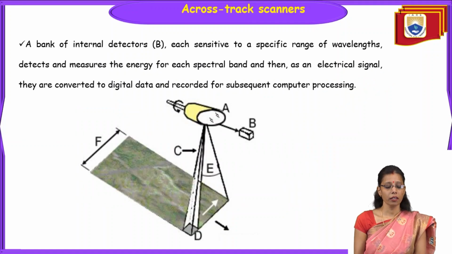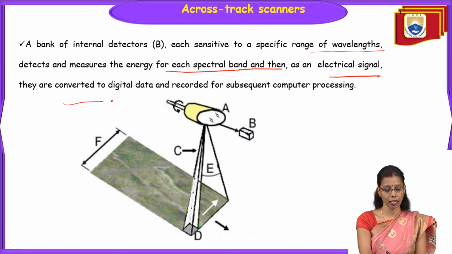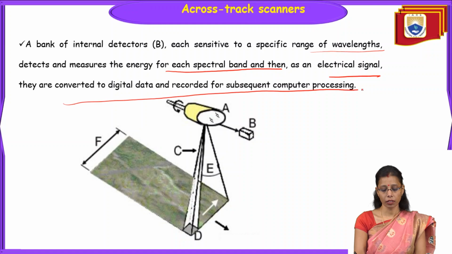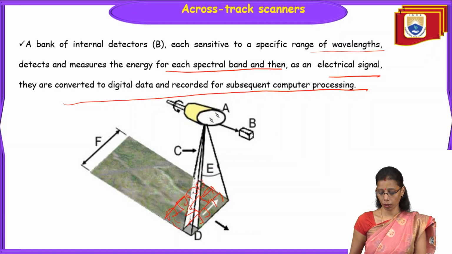Now across the track, a bank of internal detectors, each sensitive to a specific range of wavelengths, detects and measures the energy for each spectral band, and then the electrical signals are converted into digital data and recorded for subsequent computer processing. This is how it works. The mirror will be rotating, so scanning like this, like this, like this. Again it will come back, scanning in this manner. Again it will go back, scanning in this manner. Like this it will go up and down.